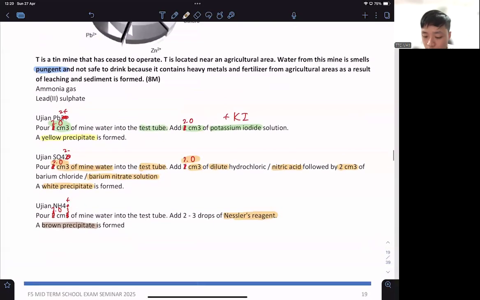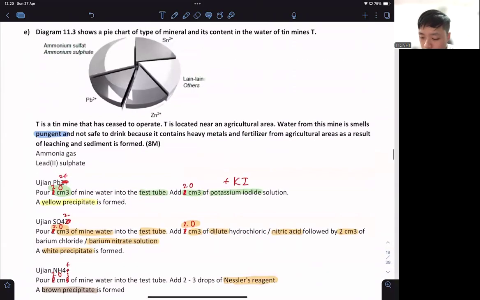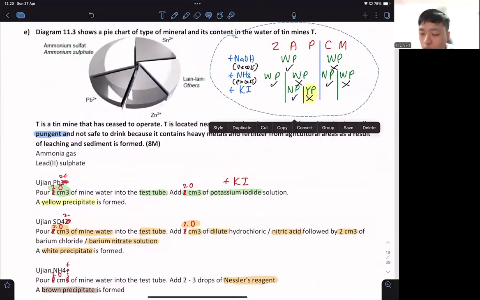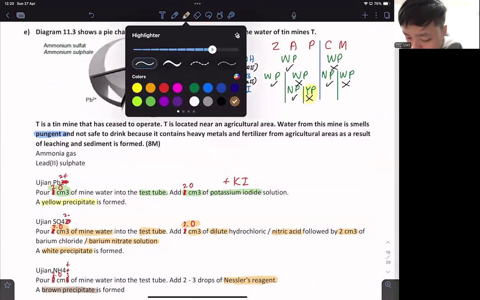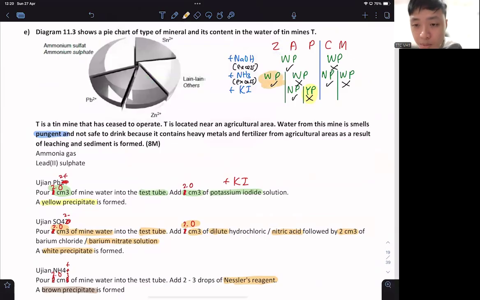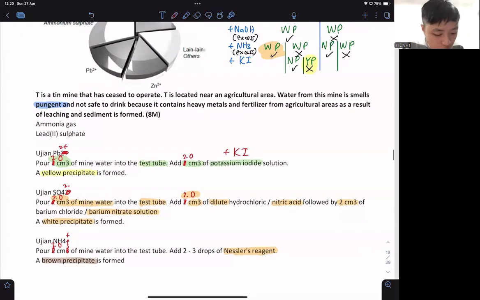Okay, done. If I ask for zinc ion, how? Let's say if I ask for zinc ion, I give you an example. If you give zinc ion, very simple one. You add NH3, first of all you get white precipitate. After that it dissolves in excess ammonia solution. So I show you how to write.